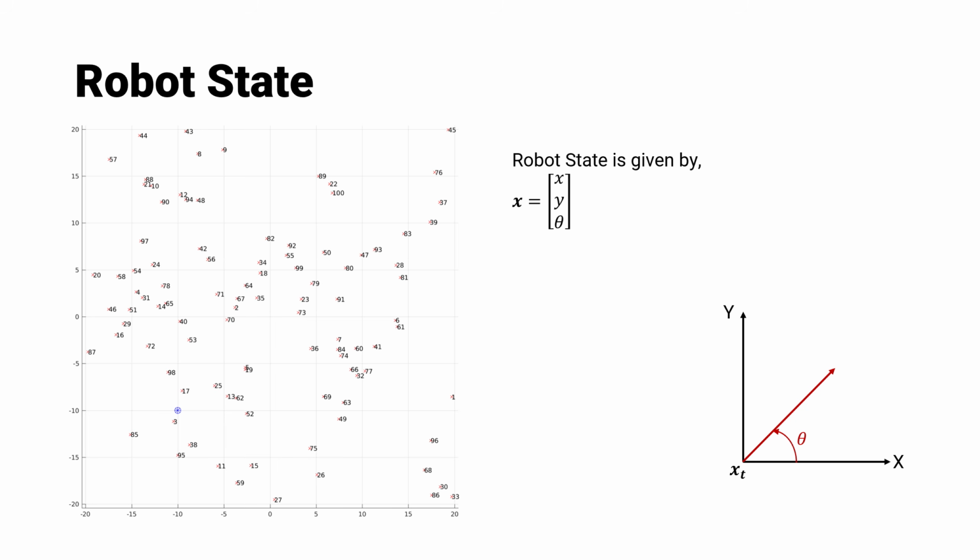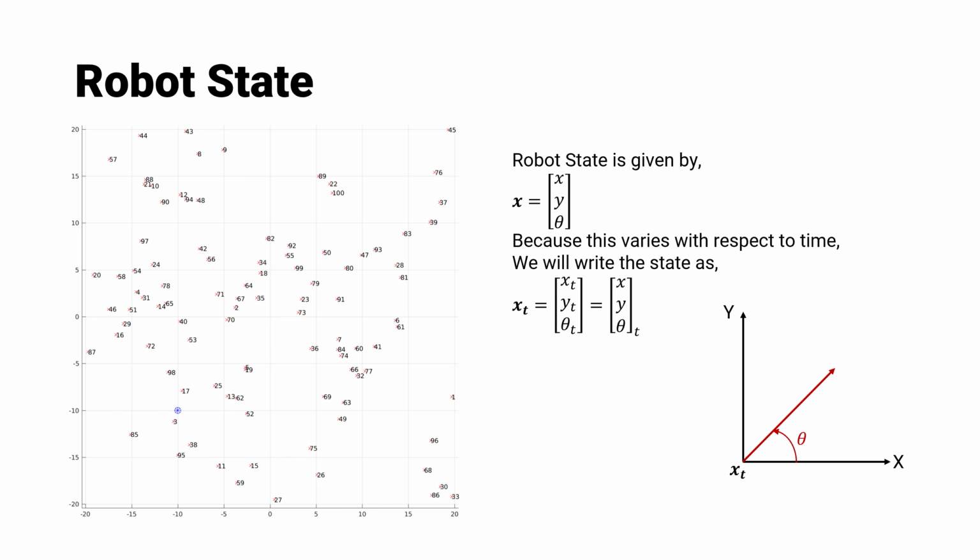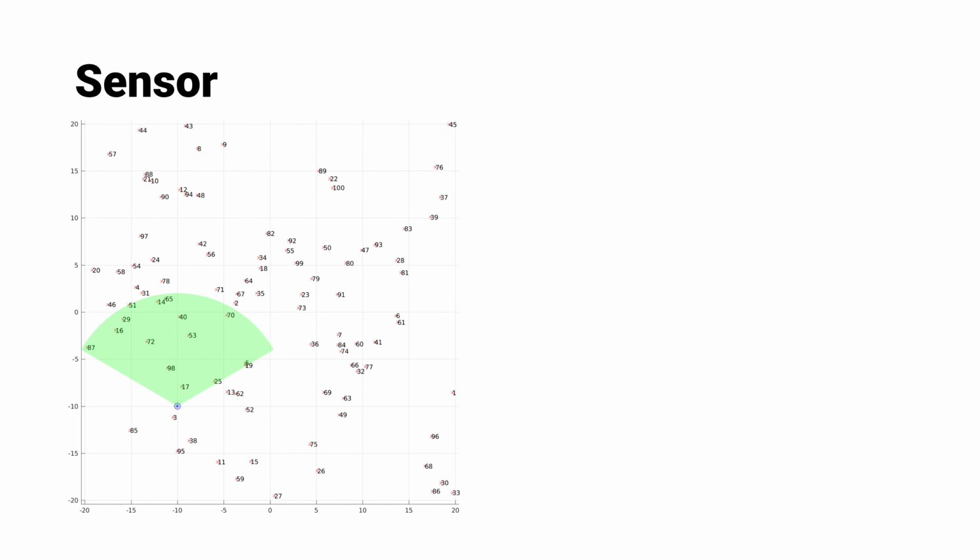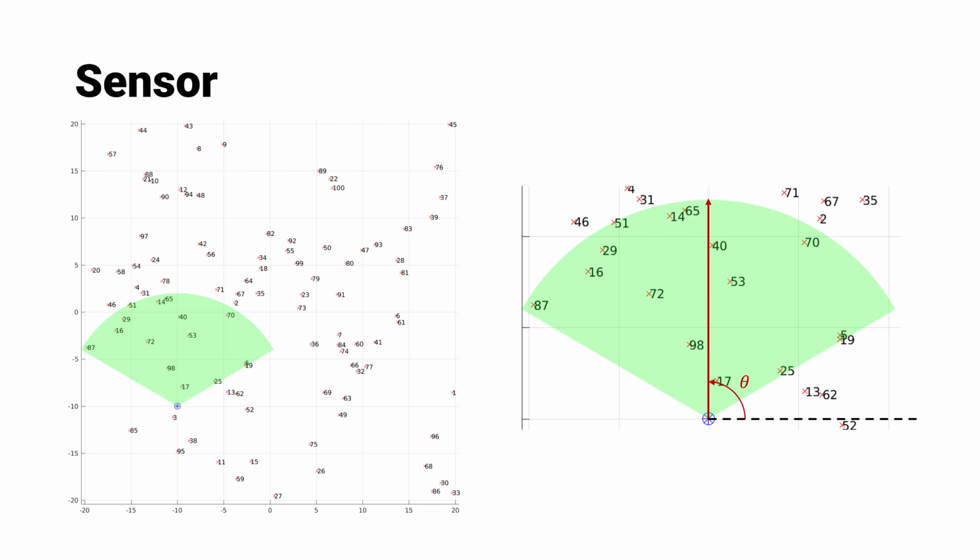Since the robot state varies with respect to time, we're going to denote it as X subscript t, where we can put individual subscripts for each of the elements X, Y, and theta, or we can put the subscript on the entire thing as shown here. For our sensor, we will pretend that it's either a wide field of view camera or a LiDAR with 120 degrees field of view. And again, remember that the angle is denoted this way. The robot has a wide field of view camera or a LiDAR with 120 degrees field of view.